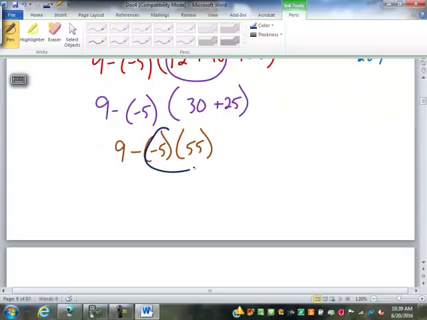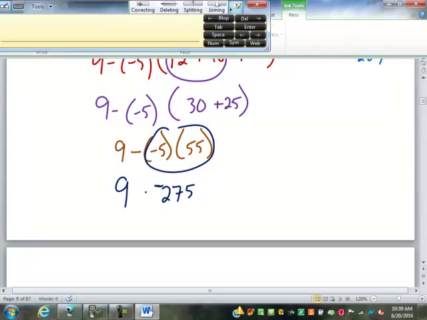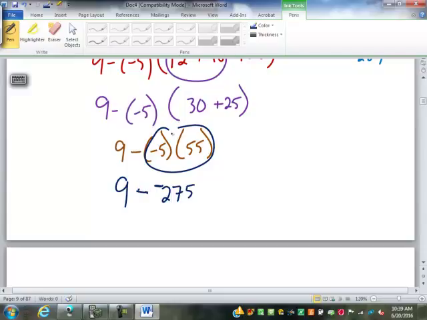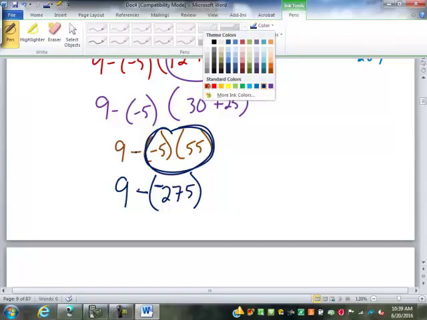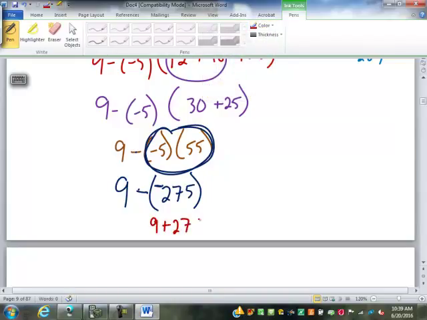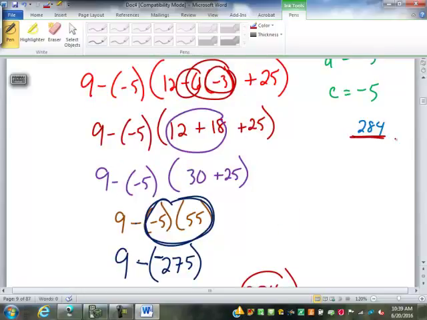Then we have negative 5 times 55, which is 275. Is this going to be plus or minus here? Will be minus. So this is a negative 275, and this will also be a minus there, because negative 5 times 55 is a negative 275. And that does not affect this minus here. 9 minus a negative 275 is the same as 9 plus a positive 275, which is 284, which is what the calculator did.